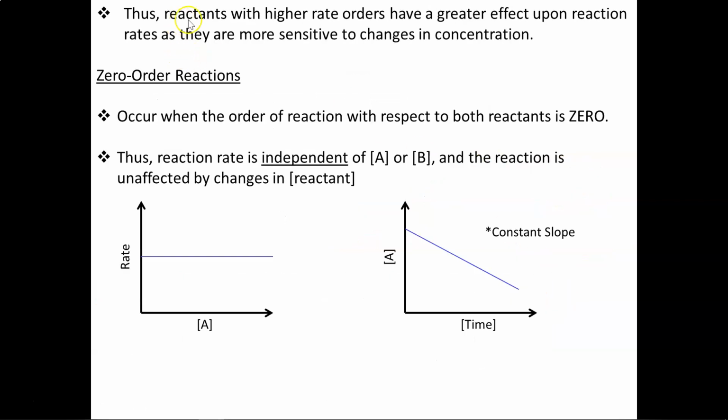So as we mentioned earlier, reactants with a higher rate order have a greater effect upon reaction rates as they are more sensitive to changes in concentration. Now, be aware, zero order reactants are possible. If you recall, anything to the power of 0 is always equal to 1, so that means the rate remains constant. That tells you that if you have a reactant that's zero order, that particular reactant has no effect upon the overall rate of reaction if you try to change its concentration.